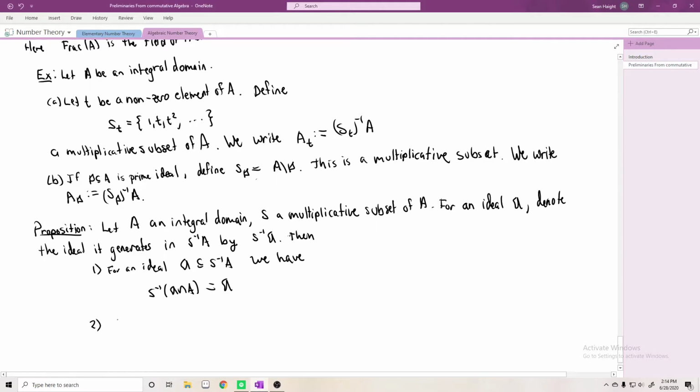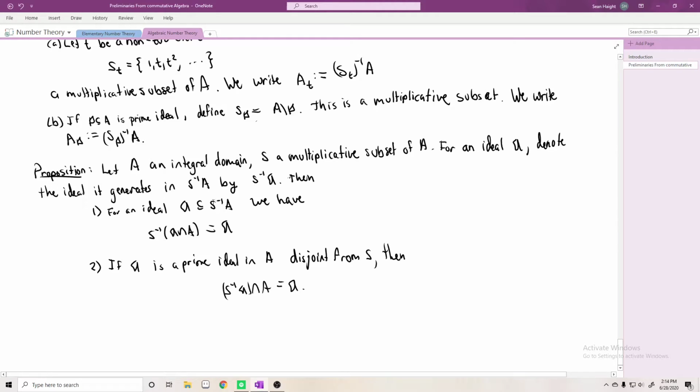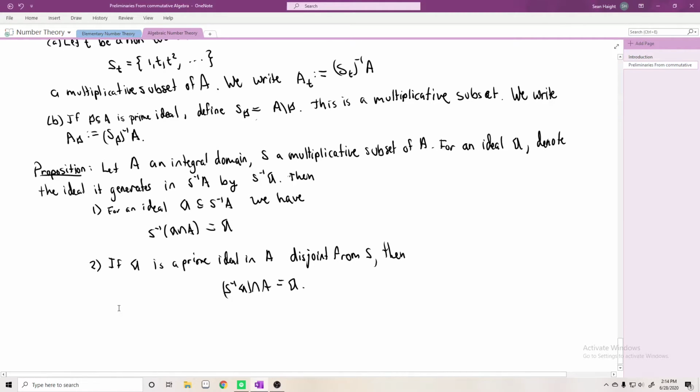And 2, it says if 𝔭 is a prime ideal in capital A, disjoint from S, then S inverse 𝔭 intersect A equals 𝔭. Essentially, given an ideal in the localization, I can realize it as the localization of an ideal in A, and given a prime ideal in A disjoint from S, I can realize it as the intersection of an ideal in the localization with A. So this is telling us there's some correspondence between ideals in my original ring A disjoint from S and those in the localization.